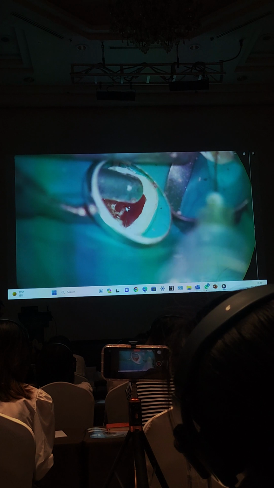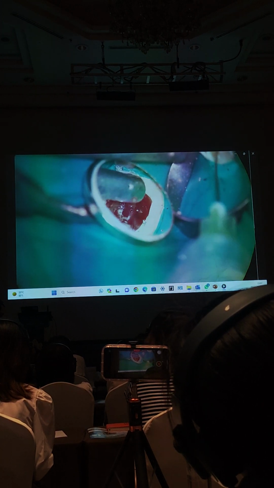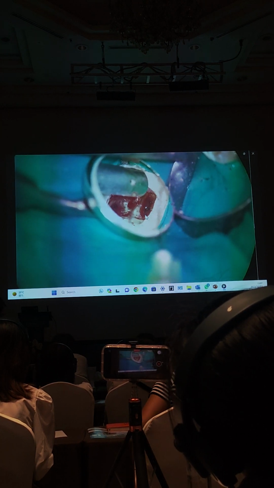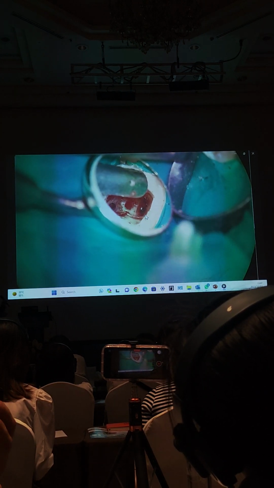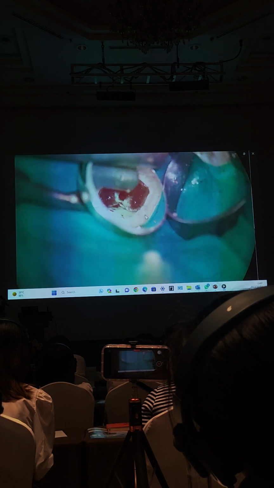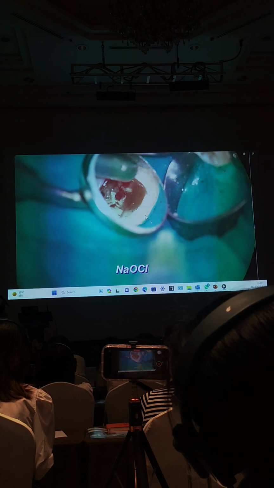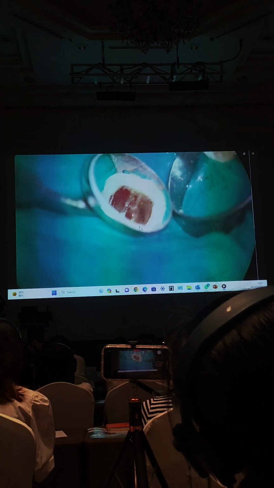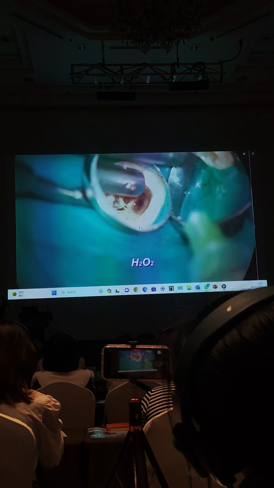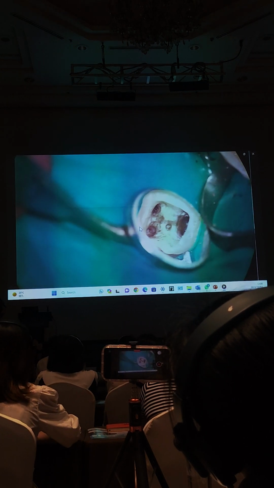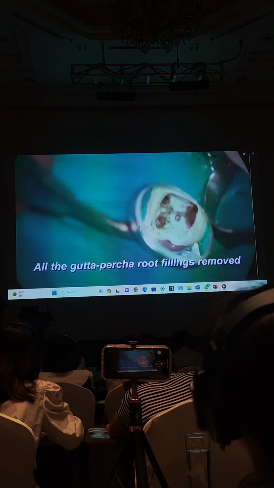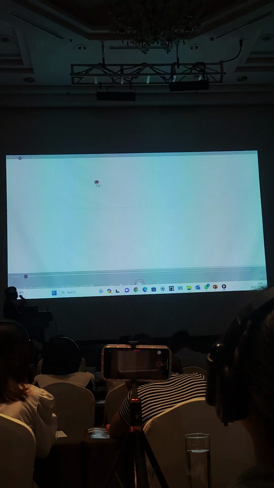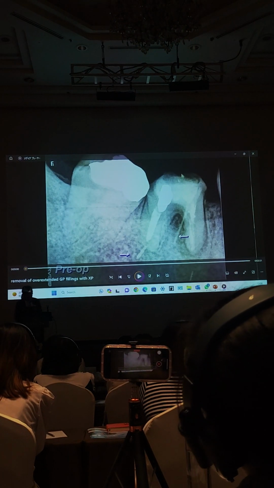Now this time I use EDTA because I saw it coming out, and some of them already dissolved. Then I took a radiograph. If there is no gutta-percha in the periapical tissues, I will use EDTA and sodium hypochlorite. I'm not extruding sodium hypochlorite into the periapical tissue. I just use it inside the root canal. But I did use chloroform outside the root canal. You see no gutta-percha remaining in the periapical tissues.